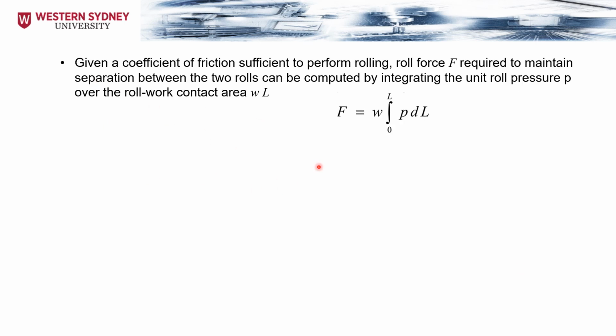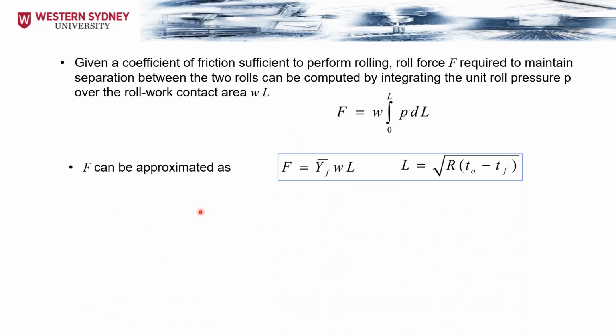So, going back to the equations, the force in rolling can be simply approximated by the following equation. The force is equal to the average flow stress multiplied by W multiplied by L. Now, what is L? L is the contact length between the roller and the part, and it is equal to the square root of the roll radius multiplied by the draft, TO minus TF. So we can calculate this value and find the force.